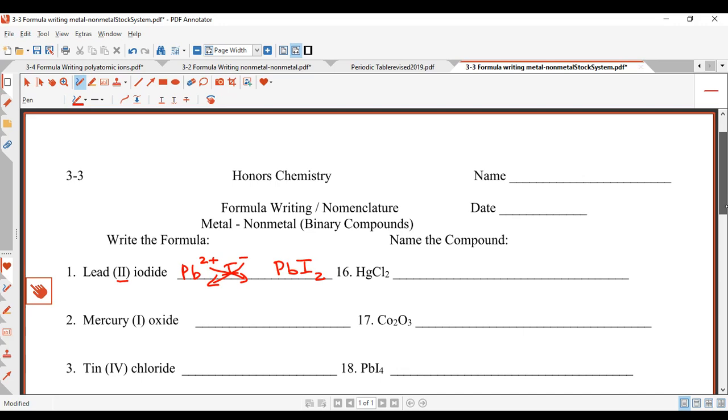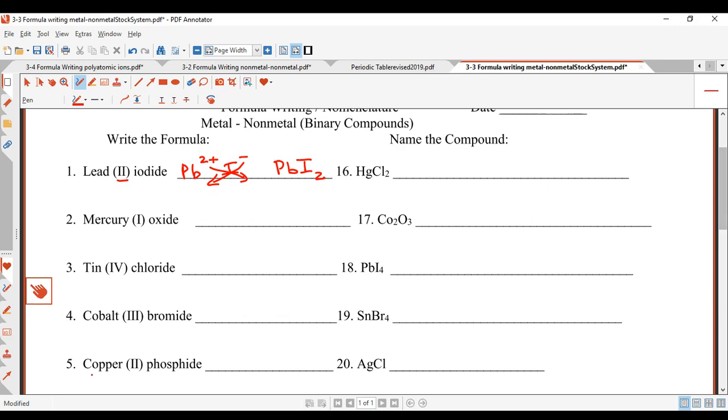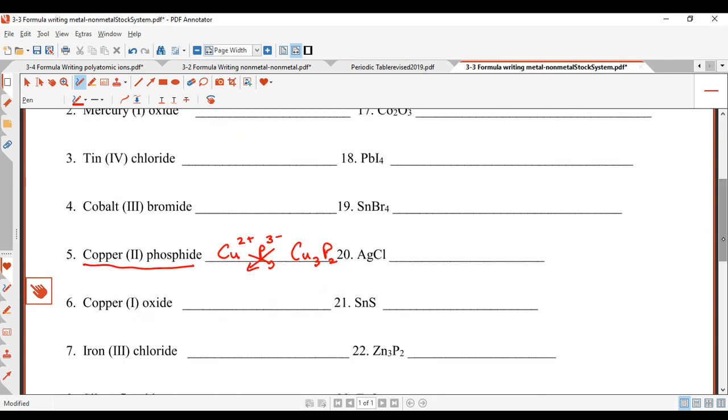Let's do another one. So here, let's look at this one here. We have copper(II) phosphide. So copper is telling us the charge is +2. Phosphorus, we know the charge is -3. So we do the crisscross, and this becomes Cu3P2. And okay, so that's just how we do the left-hand side.